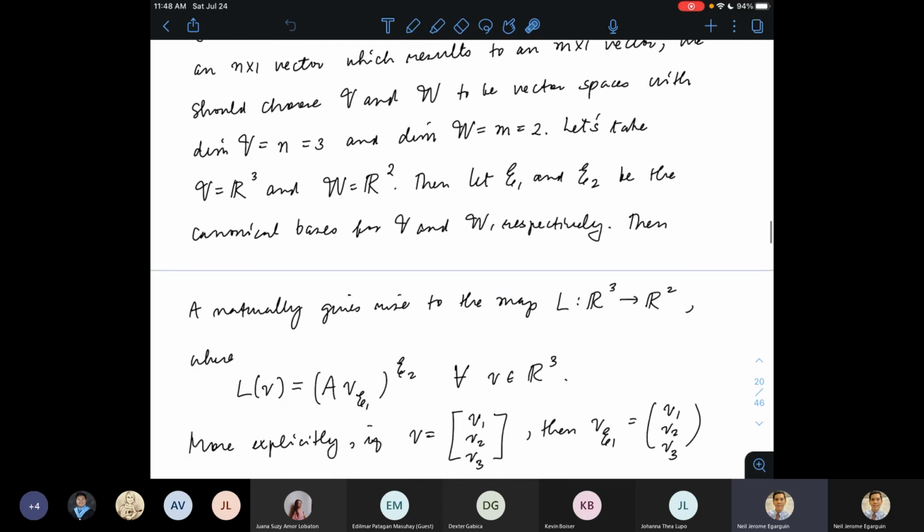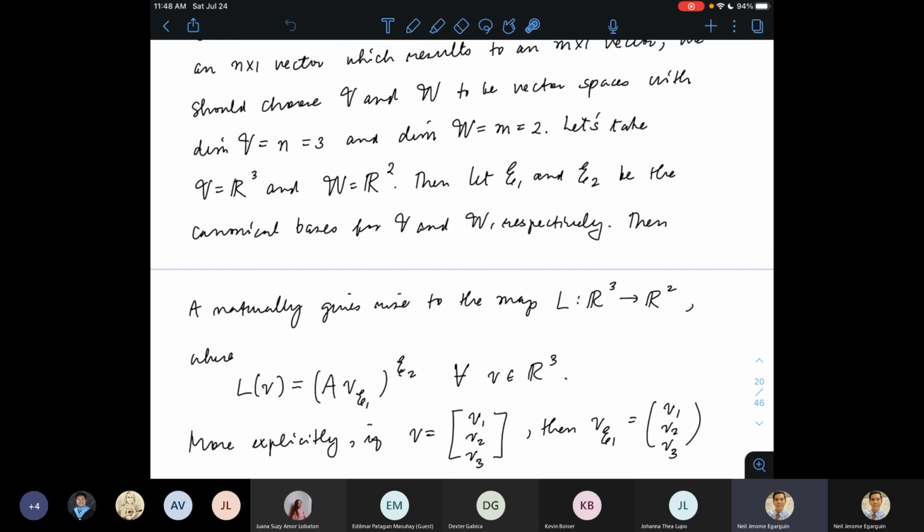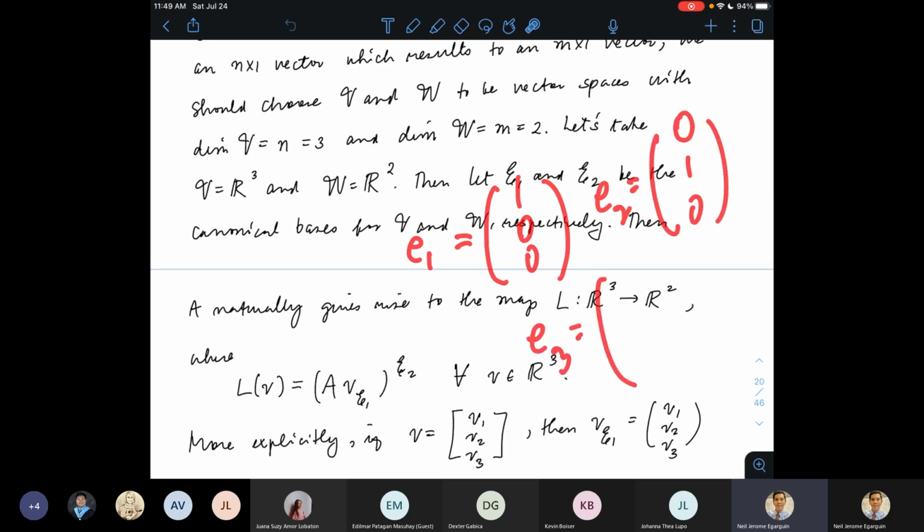Then, moreover, to ease the calculations, I will choose a canonical basis for both R3 and R2. And again, canonical basis or the standard basis, these are the bases consisting of n by 1 vectors, right, whose nth entry is equal to the unity of the field and 0 elsewhere. So halimbawa, si E1 para kay R3 ay 1, 0, 0. Si E2 para kay R3 ay 0, 1, 0. Si E3 para kay R3 ay 0, 0, 1.